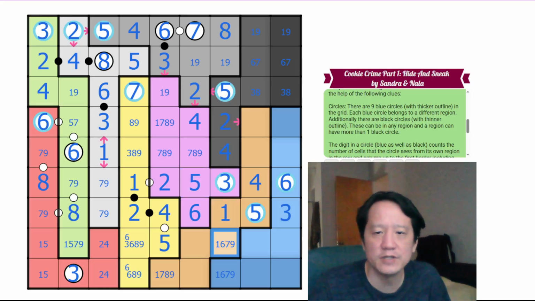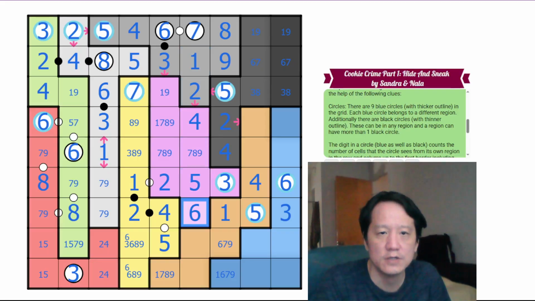So 1 eliminates 1 in the rest of the orange region. It also eliminates 1 in the column here. So this is 9, that's 1. This can't be 7 because of 7 in the column here. This can't be 9 here. No 1 or 9 here.